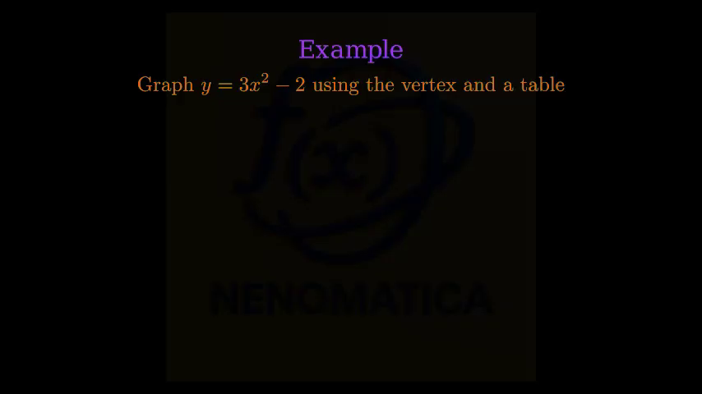Identify a, b, and c. Find the vertex using x equals negative b over 2a. Compute the y value at the vertex, make a short table of values, and then draw the curve.